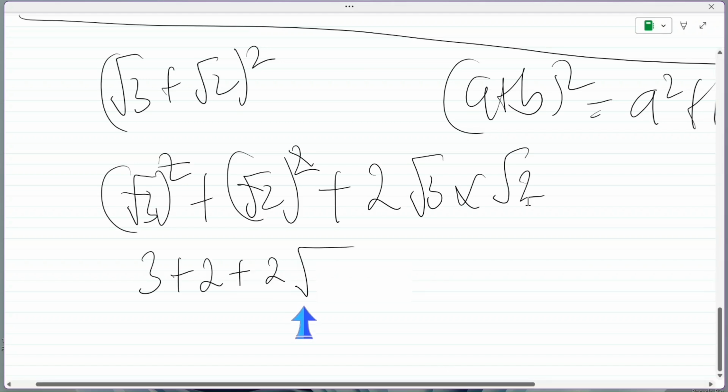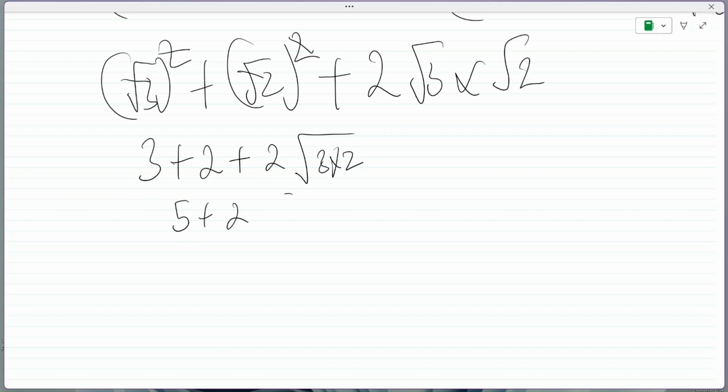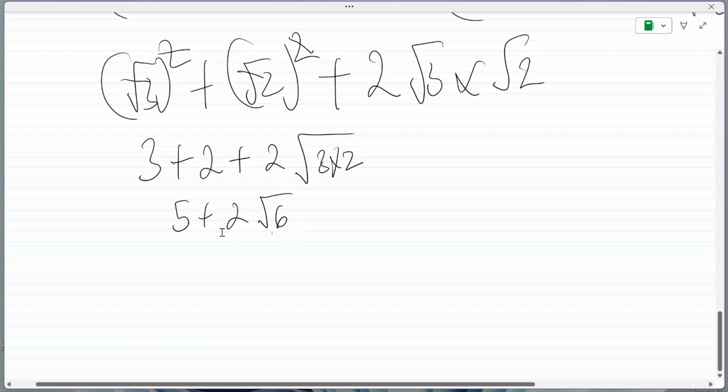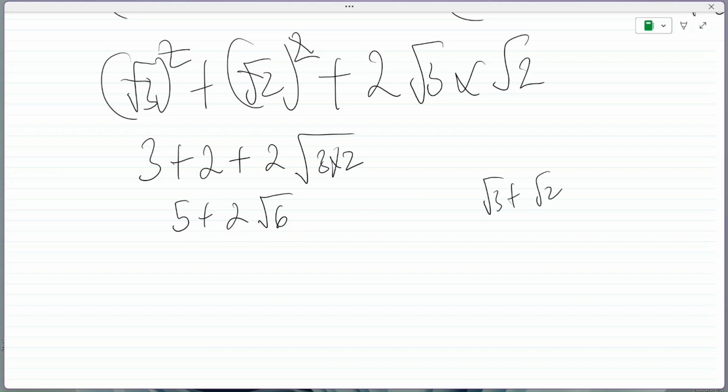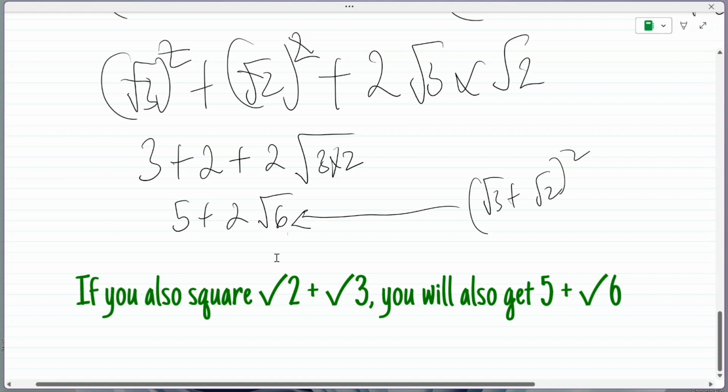with our big root, 3 times 2. This 3 times this 2. These are constants, and this 2 is linked to this root by times. So we can't add them all, it's not allowed. We can only add these 2. 3 plus 2, that's 5, plus 2 root 3 times 2 is 6. So we see that squaring root 3 plus root 2, you get back the original surds. Therefore, we can find square root of surds like this using equality of surds.